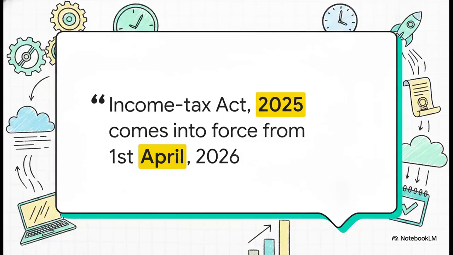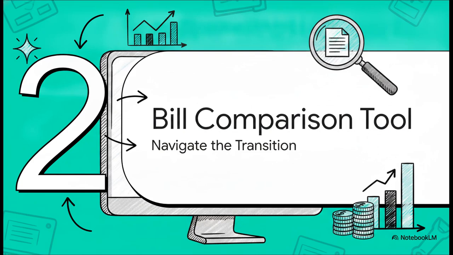Now, you might be wondering, when does this actually hit us? Well, straight from the official CBDT press release, we have a hard date. The Income Tax Act 2025 officially kicks in on April 1st, 2026. So yeah, this isn't just some distant theory anymore. The digital framework is live, the documents are out there, and our countdown to figure all this out has officially started. Moving on to Section 2, the bill comparison tool.